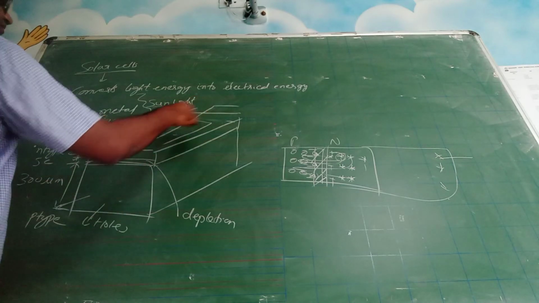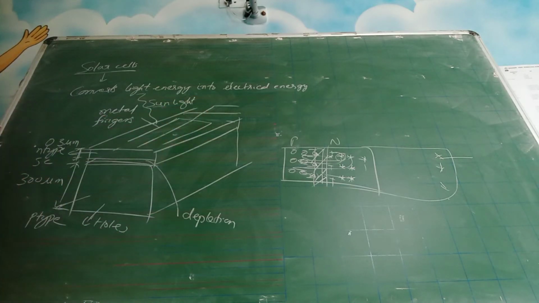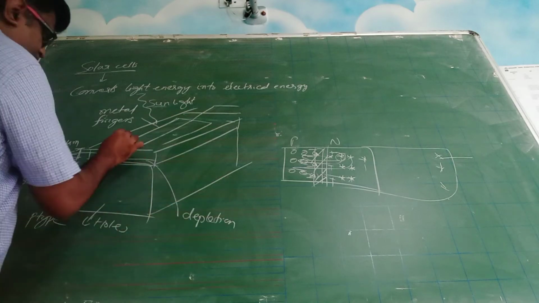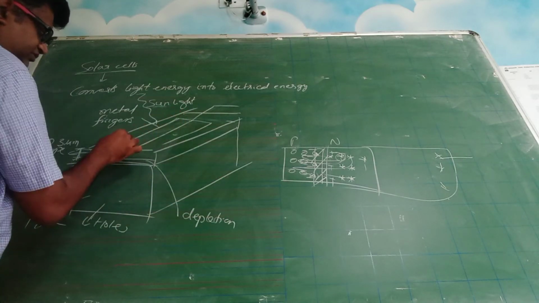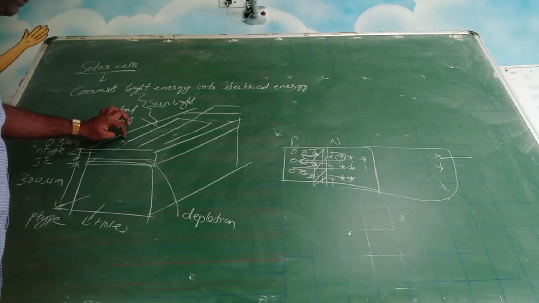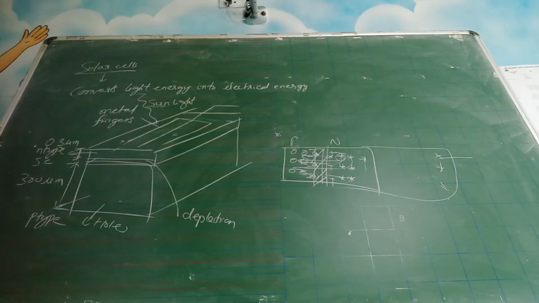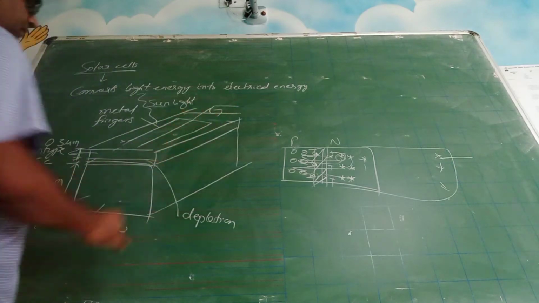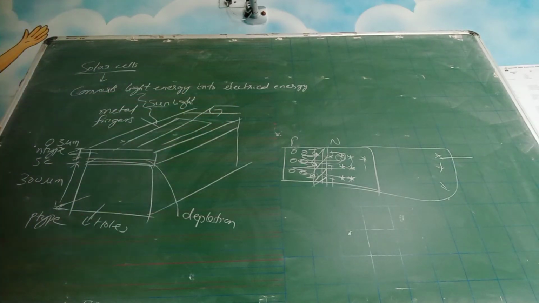Now here some metal fingers are kept, because semiconductors initially are bad conductors of electricity. When these metal fingers are kept over here, the electrons which are very, very close to these metal fingers will stick onto this metal finger, and this whole metal finger becomes negatively charged, because this metal finger will have more negative charges, no?